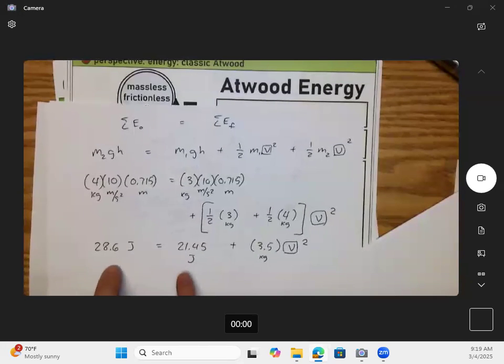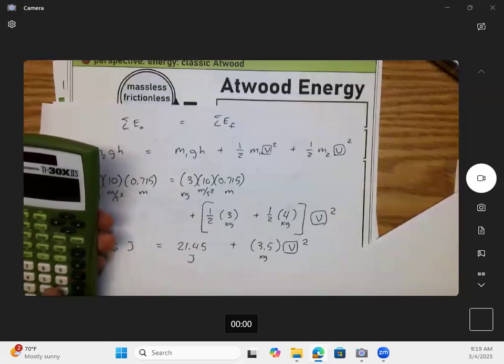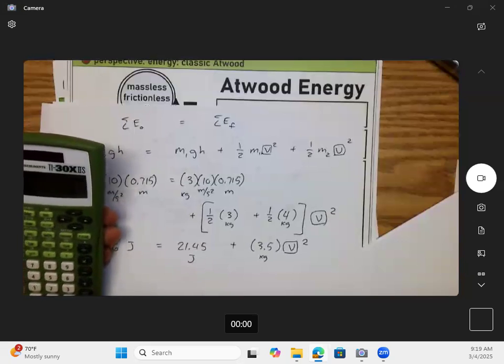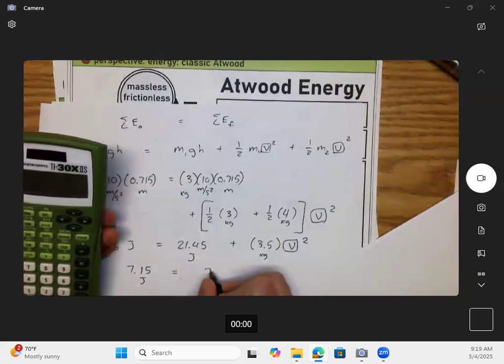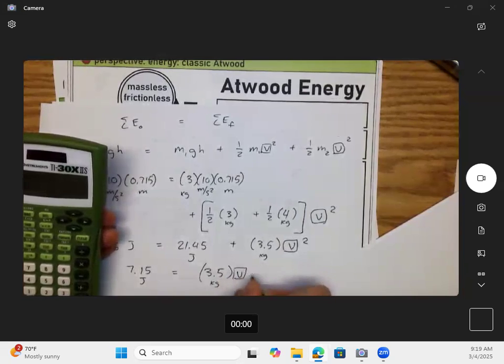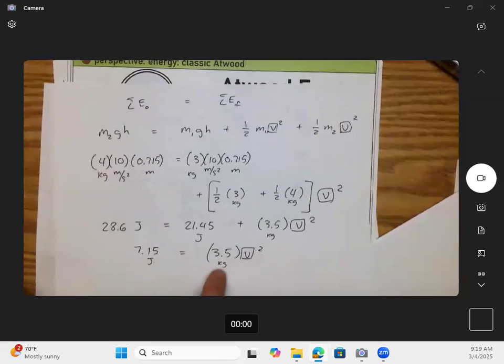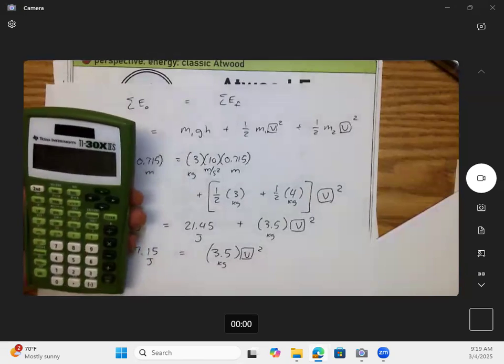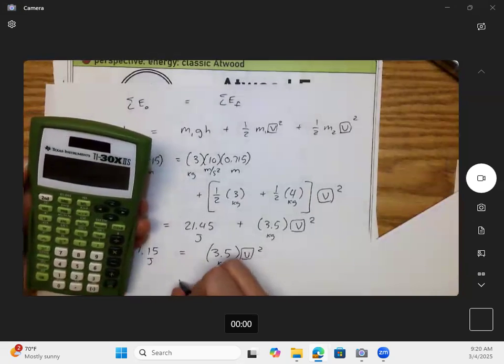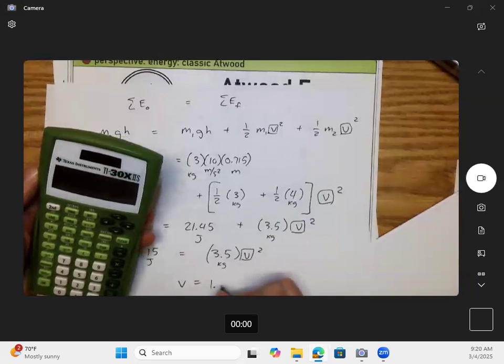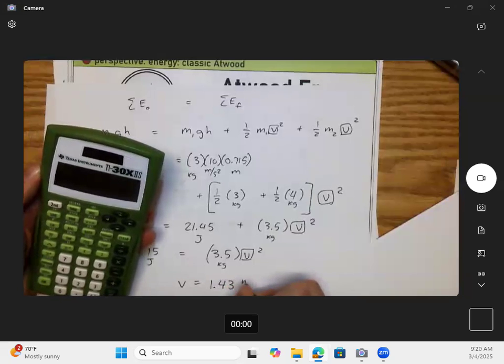All right. So we're gonna take the supply of energy, subtract off this 21 joules, so 28.6 minus 21.45. I have 7 joules left over to go into 1/2 mv squared of the combined blocks, if you think of it that way. So last 2 steps, can I divide over the 3.5 kilograms and then finally take the what? Square root. So divide by 3.5 and then take the square root. I'm getting 1.43 meters per second.